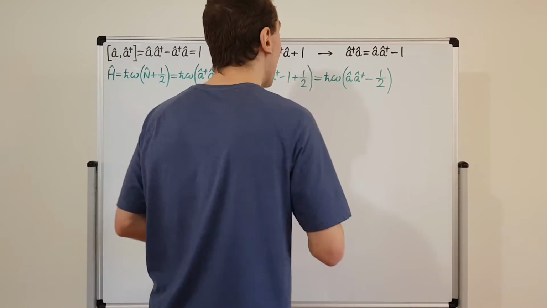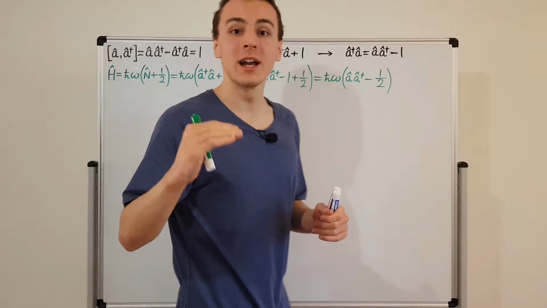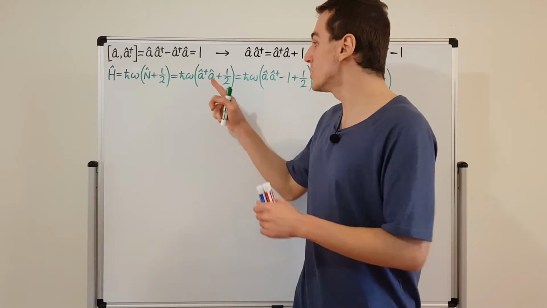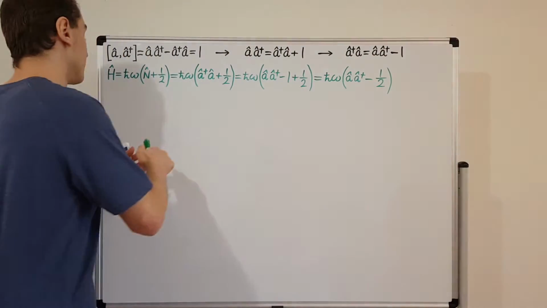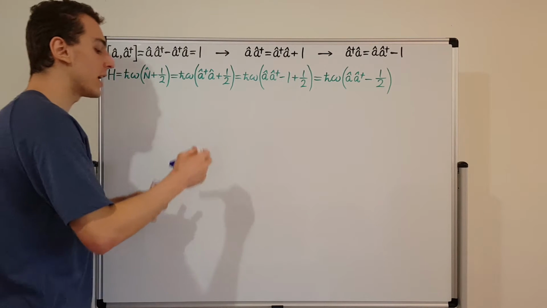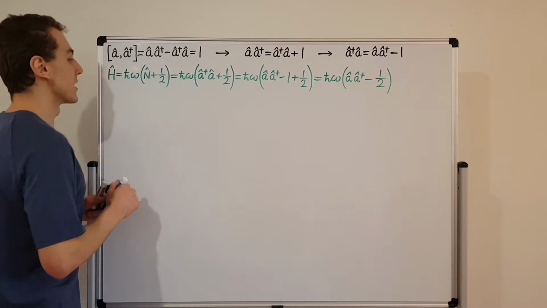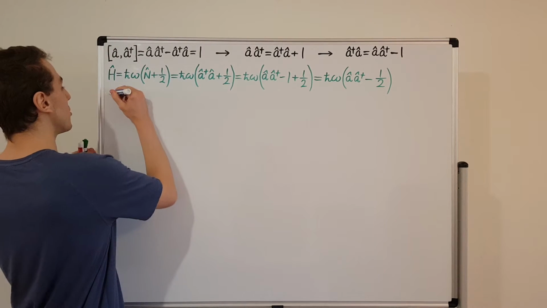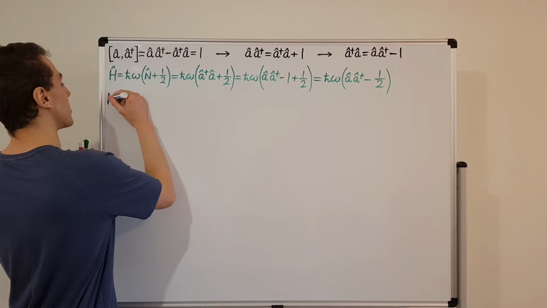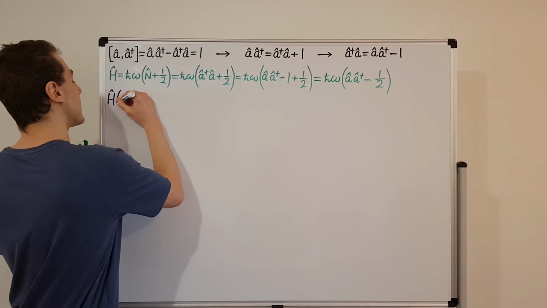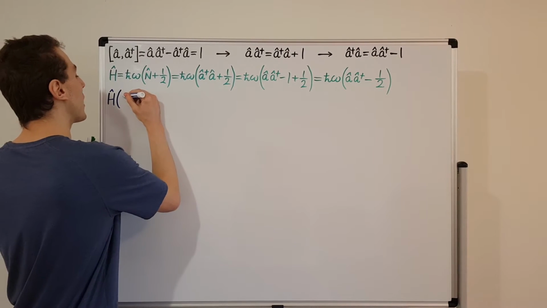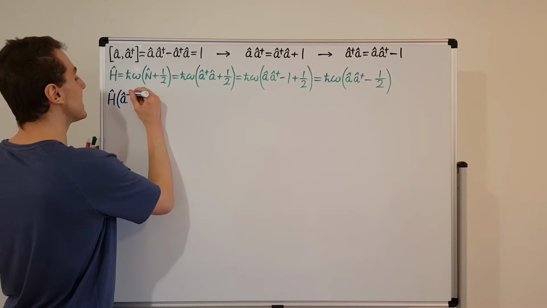Now we're going to see how we can raise and lower the energy eigenvalues using these relationships over here. So first, let's try and raise the energy eigenvalues. What we need to do is take the Hamiltonian operator and apply it to a raised state, and we have to use the raising operator.